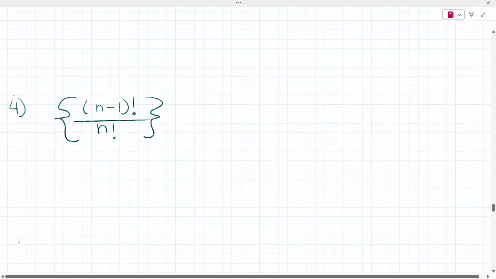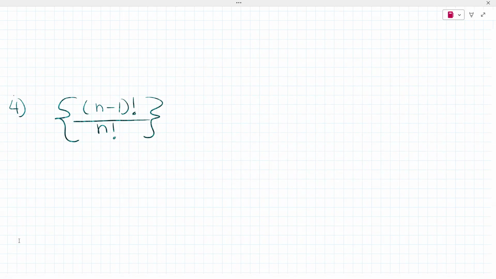Okay, let's move on to example 4. We have parentheses n minus 1 factorial over n factorial. We cannot evaluate this until we get rid of that factorial first, right?